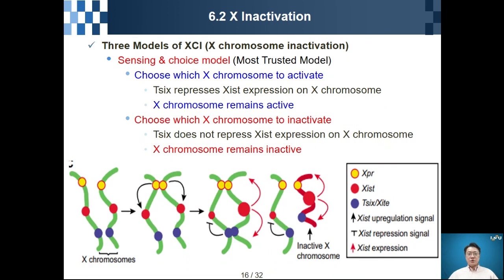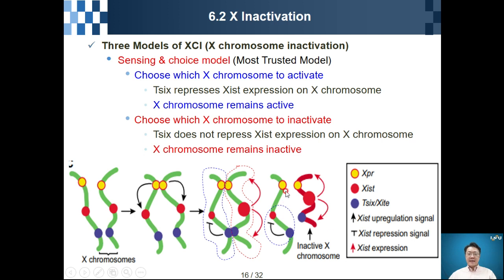After that, choose which X chromosome to activate and which X chromosome to inactivate. In this case, they choose this X chromosome to activate and this X chromosome to inactivate. Then, on this X chromosome, TSIX represses Xist expression. After that, this X chromosome remains active.